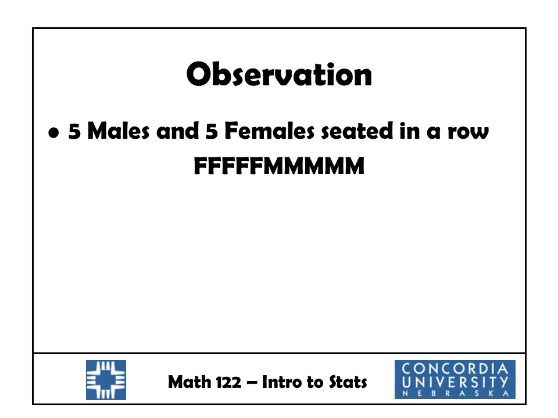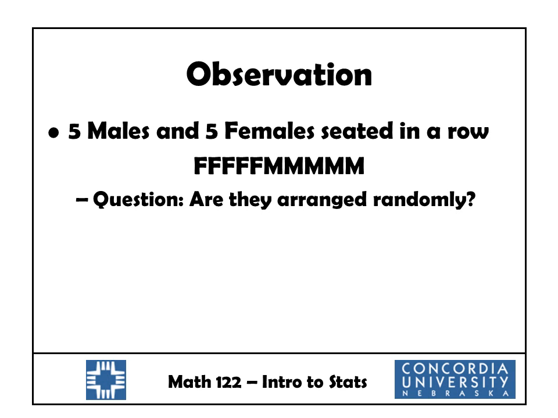Suppose we have 5 males and 5 females seated in a row in this fashion. We've got the females on the left and the males on the right. Here's a question: are they arranged randomly? Well, most people would probably argue no. There's a definite pattern there. All the females on the left, all the males on the right.